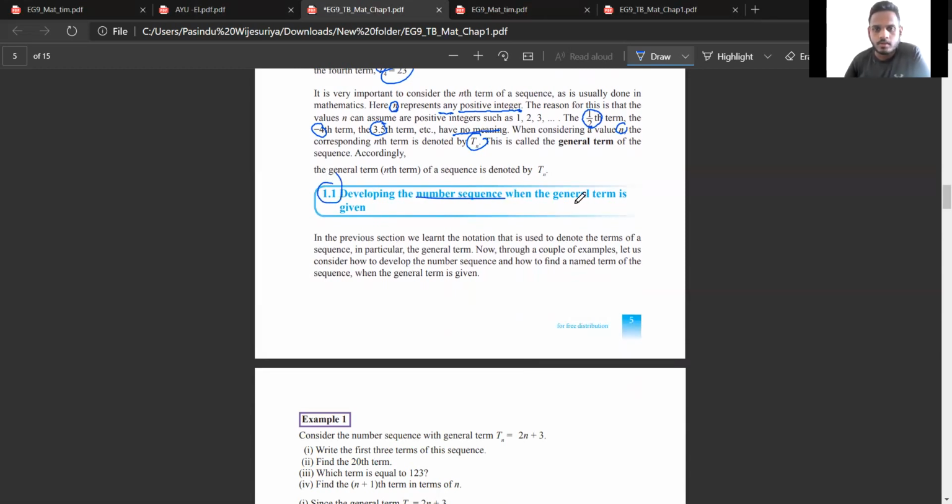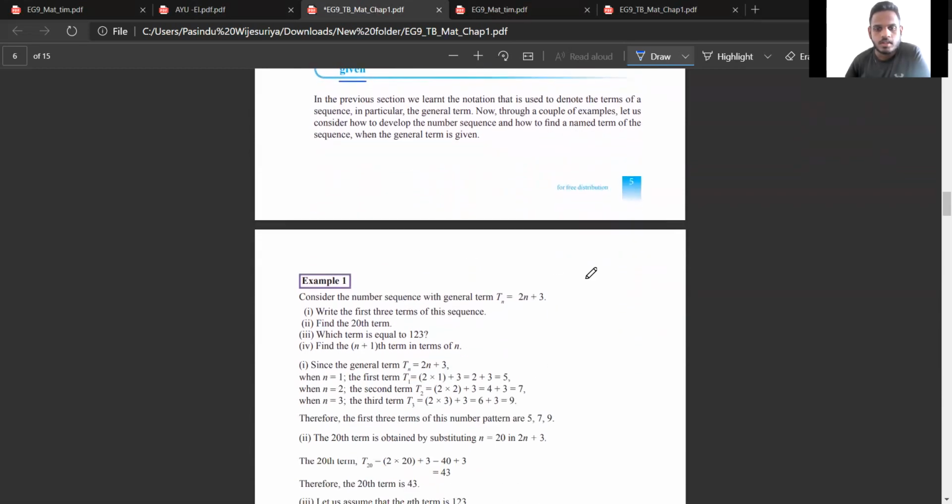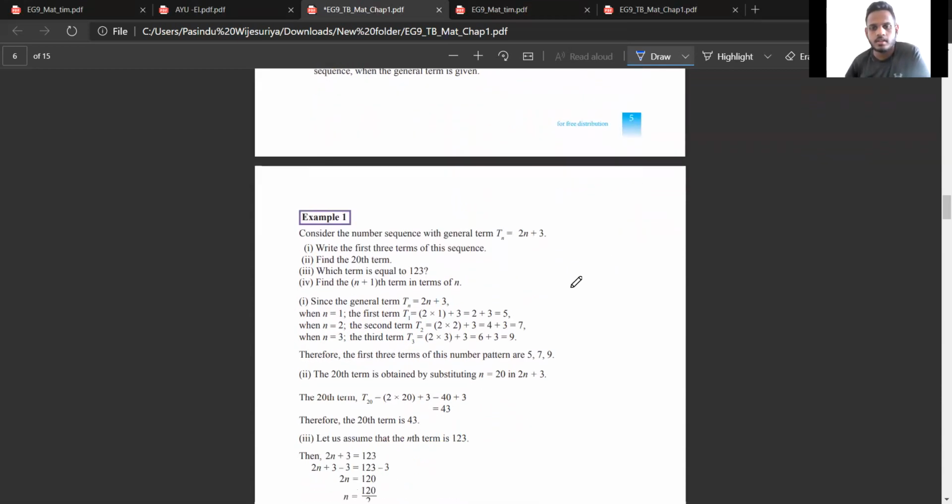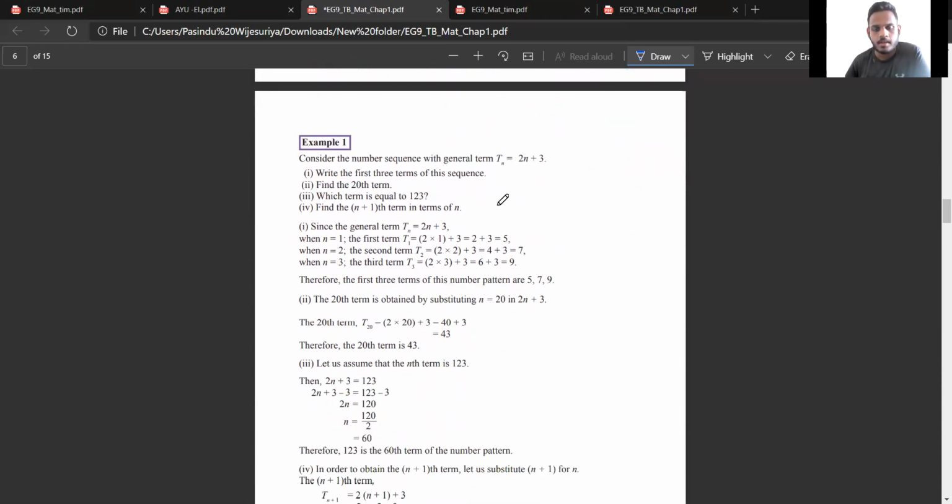This is from the number sequence when the general term is given. In this question there's a general term given, tn equals 2n plus 3. Write the first 3 terms of the sequence. I'm going a bit faster, but you will have more on this. For the first term, n is 1. Then you substitute.